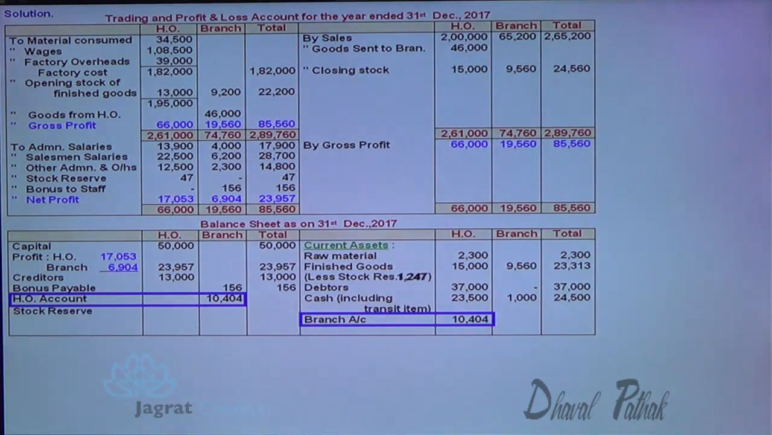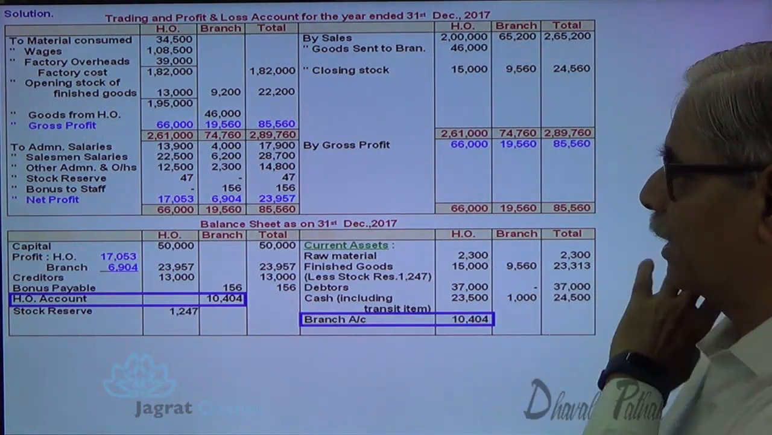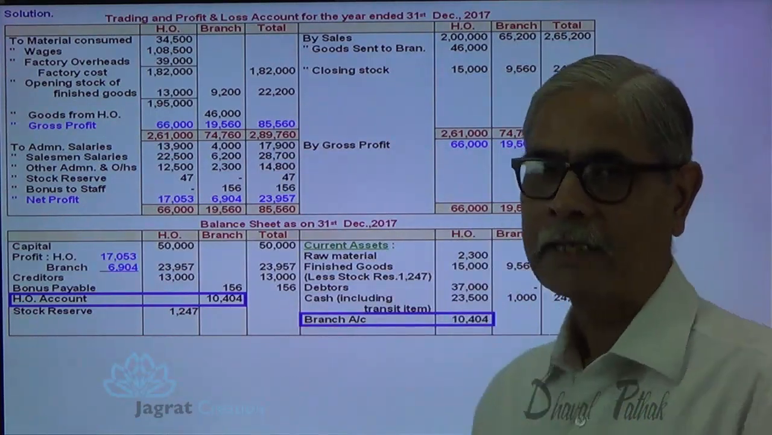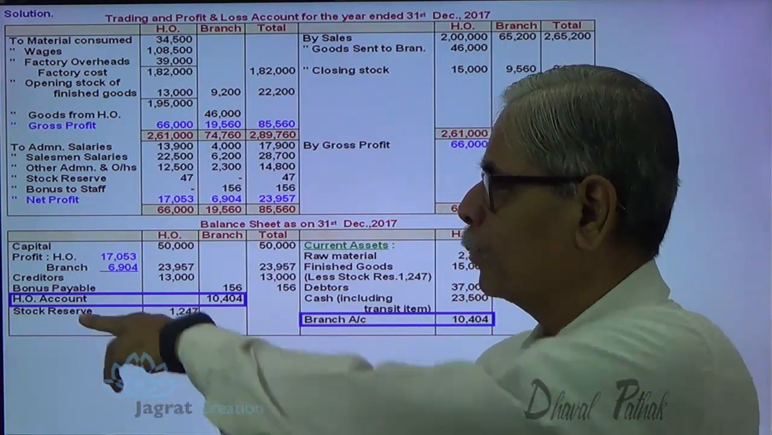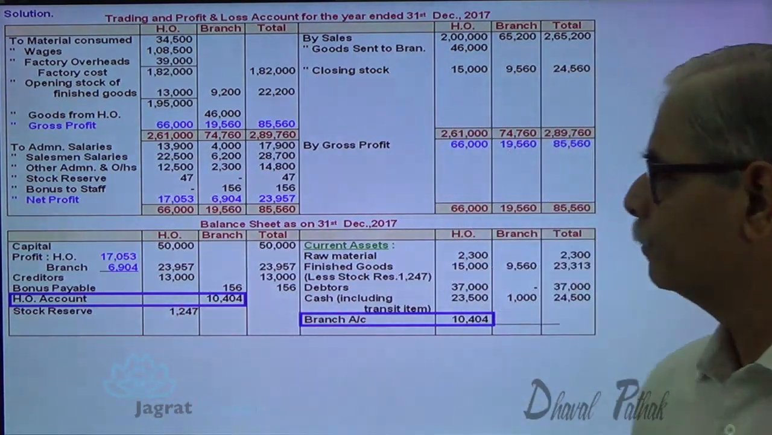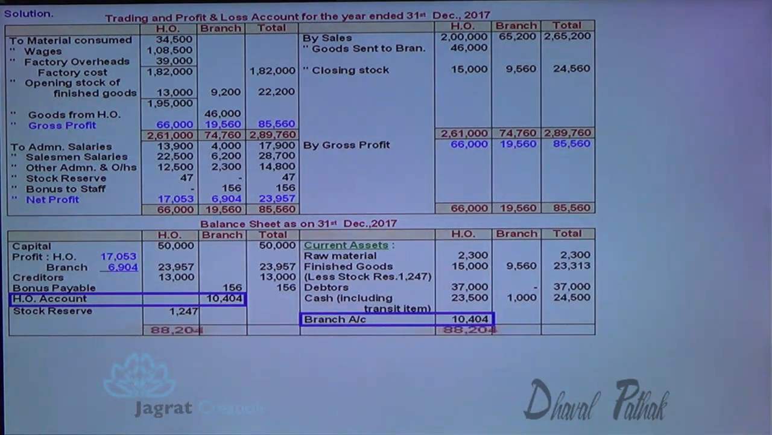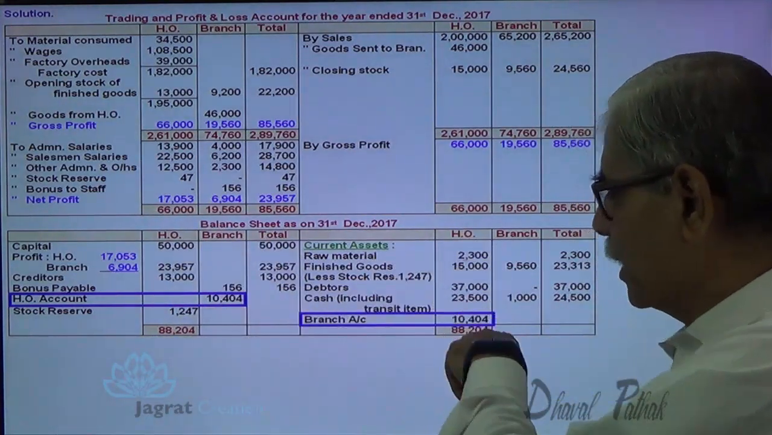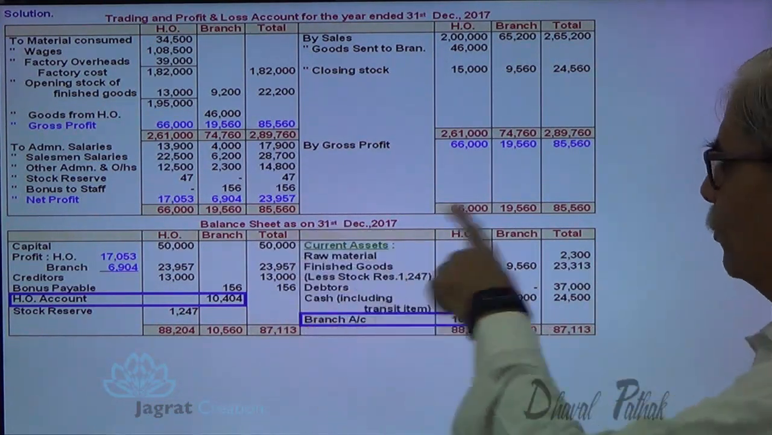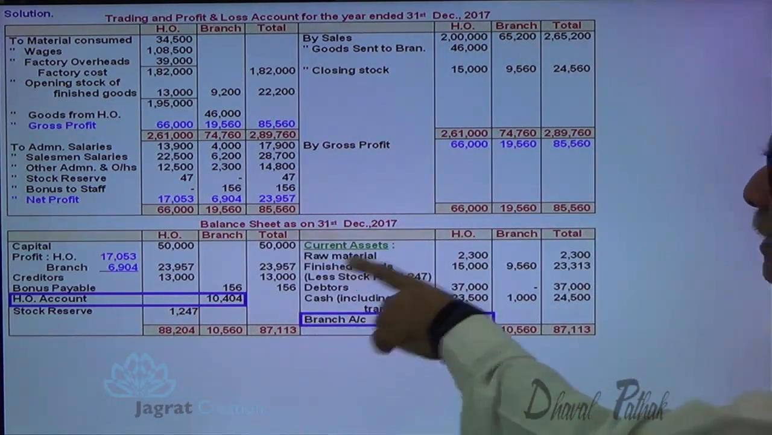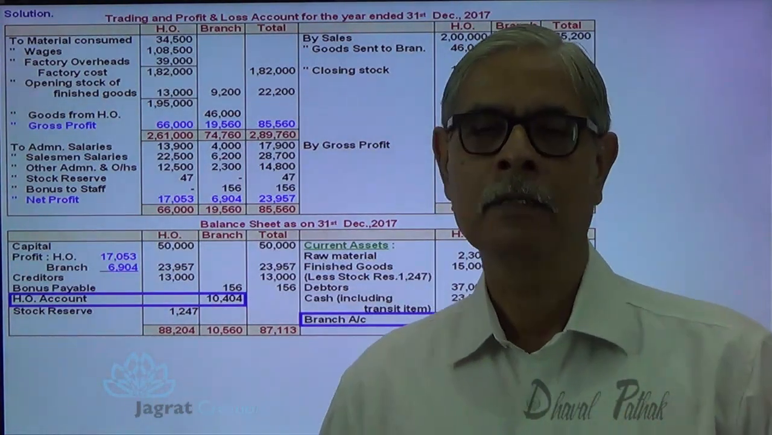Now, don't forget to transfer the stock reserve 1247 because the stocks are recorded here at an invoice price and the reserve is created. 1200 plus additional 147, reserve appears on the liability side. Now, after that, if you make a total of HO balance sheet, it will agree. Now, if you make a total of branch balance sheet, it will agree. And if you make a total of combined balance sheet, it will agree. This is how the balance sheet agreement is being reported.